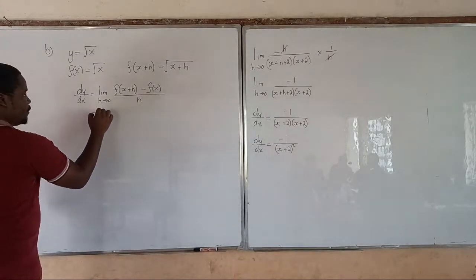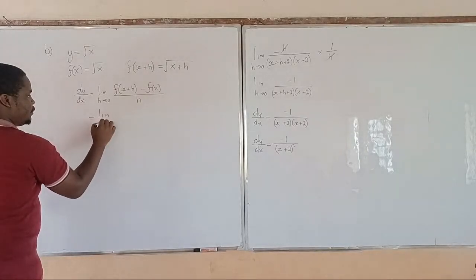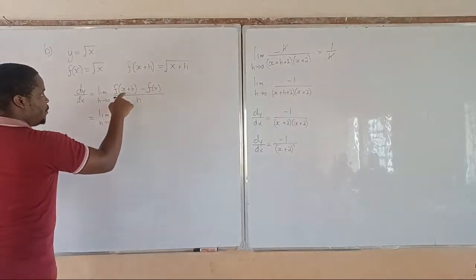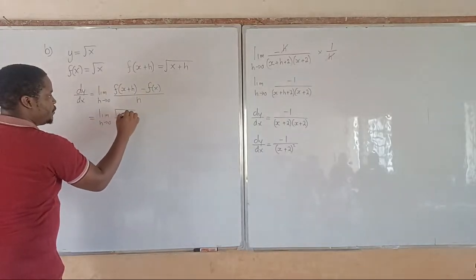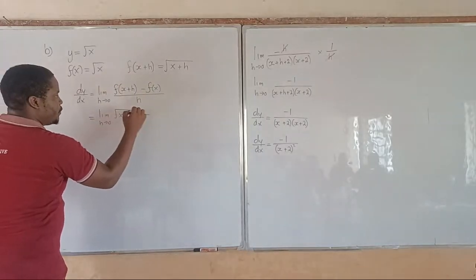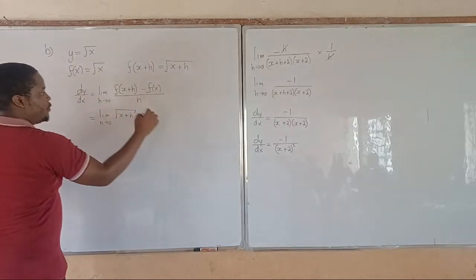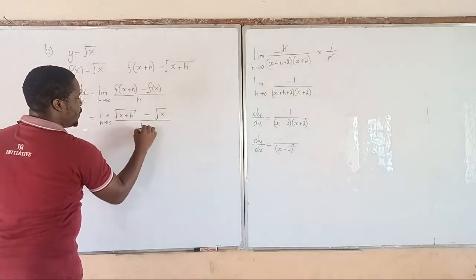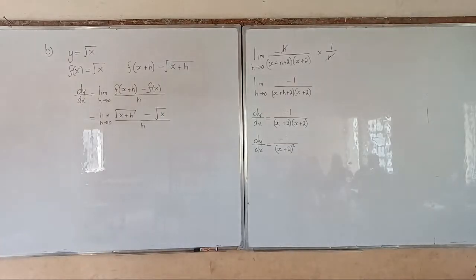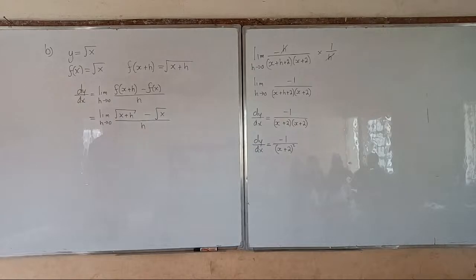So this is equal to the limit as h approaches 0. Where there's f(x + h), we're going to put the square root of x + h, minus, where there's f(x), we shall put the root of x. Everything divided by h. Now, for the previous one, we had to add the two fractions and proceed, but for this one, we don't have fractions.